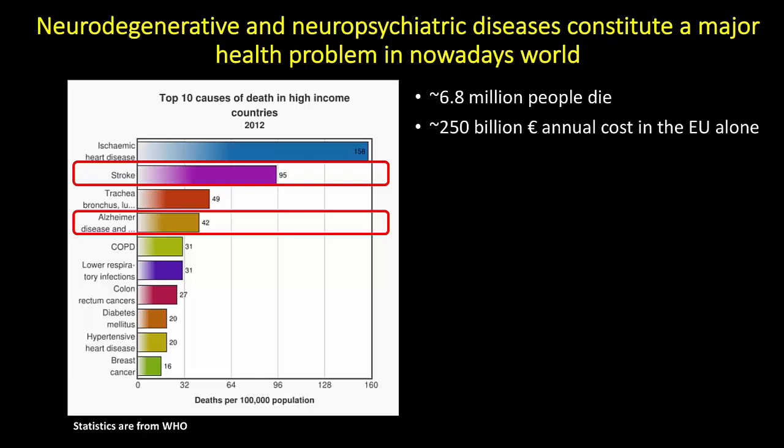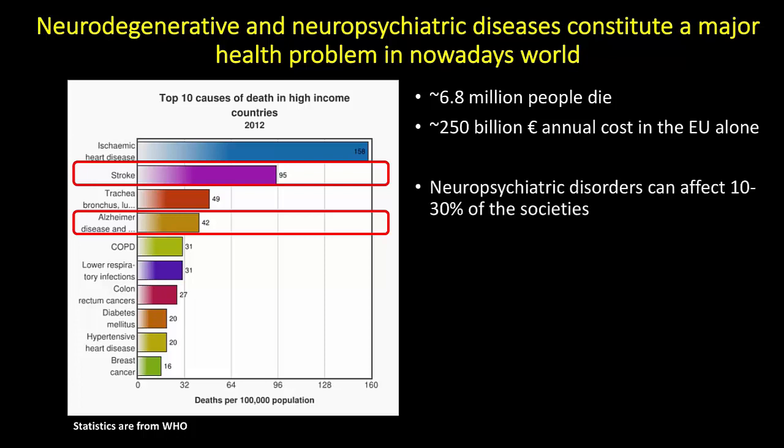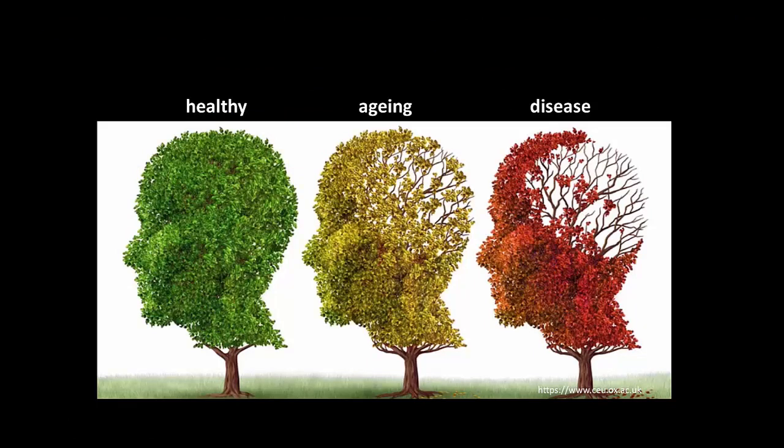In addition to neurodegenerative diseases, about 10 to 30% of developed societies suffer from neuropsychiatric disorders such as schizophrenia, addiction, or depression. Overall, understanding how the brain is wired will lead the way to unlocking the most powerful tool, the human brain, in health and disease.